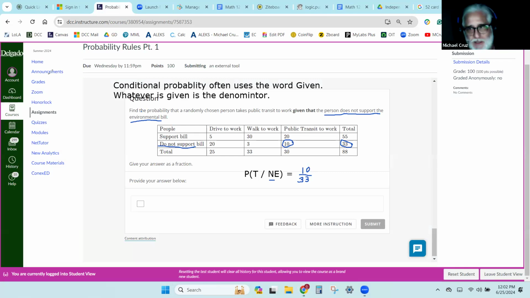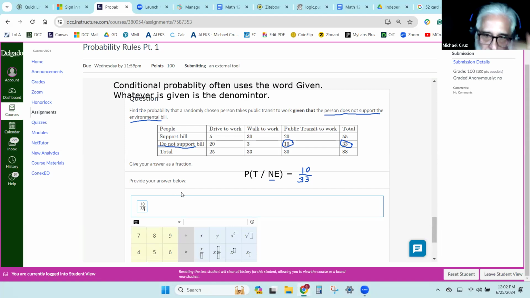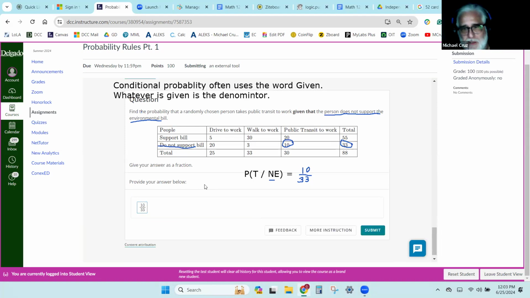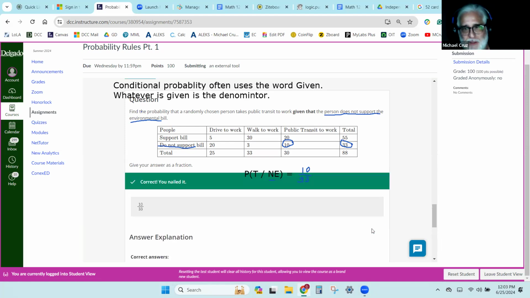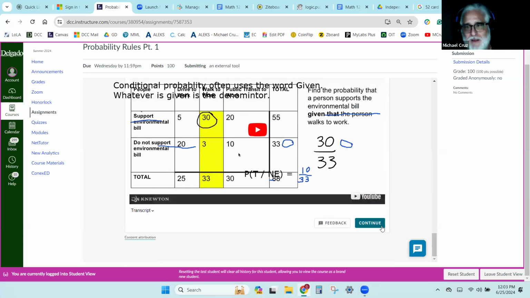When you got these contingency tables, it makes it easy. You look for the given to determine your denominator, and then your numerator is the intersection of both. Intersection of public transit and do not support. No common factor. That was one of the good things that I noticed about most of these, that there weren't a whole lot of fractions to simplify. So hopefully that's a bit of a blessing, because I don't like doing them either.